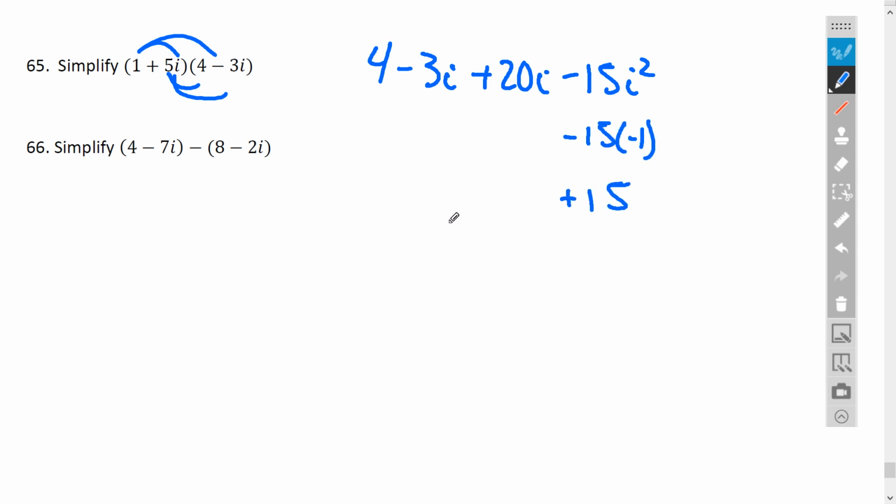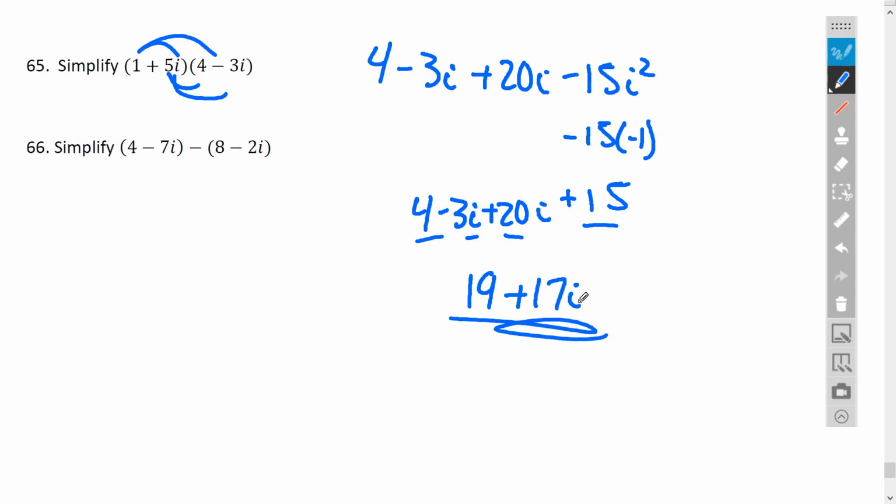positive 15. So we have 4 minus 3i plus 20i, so we combine the like terms. 4 and 15 is 19. Negative 3i and positive 20i is 17i. So this would be in standard form.